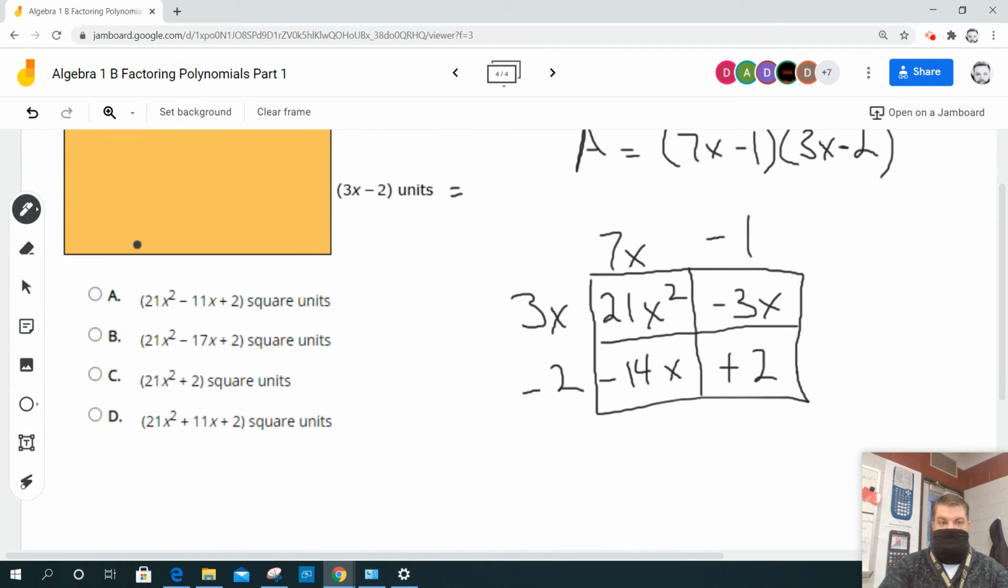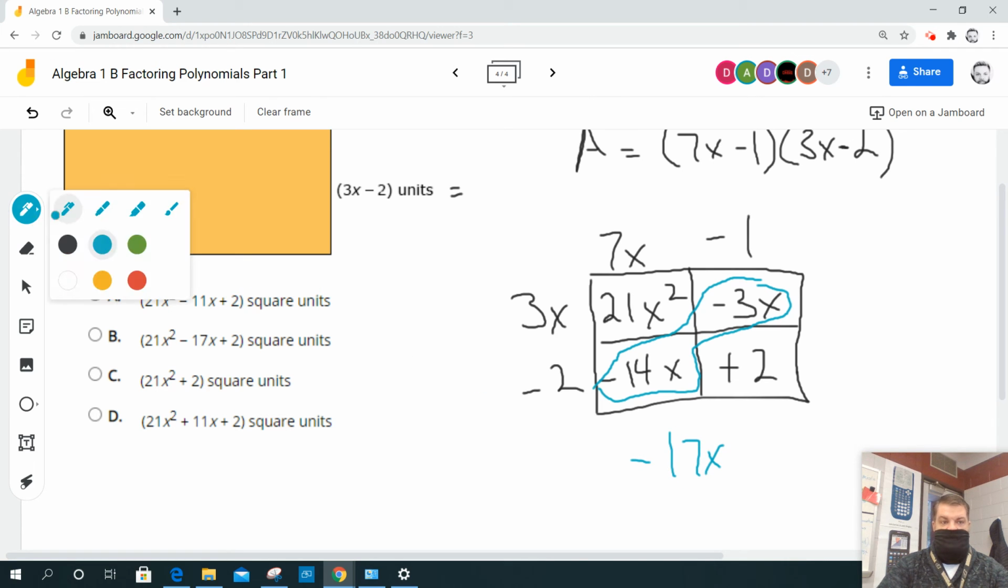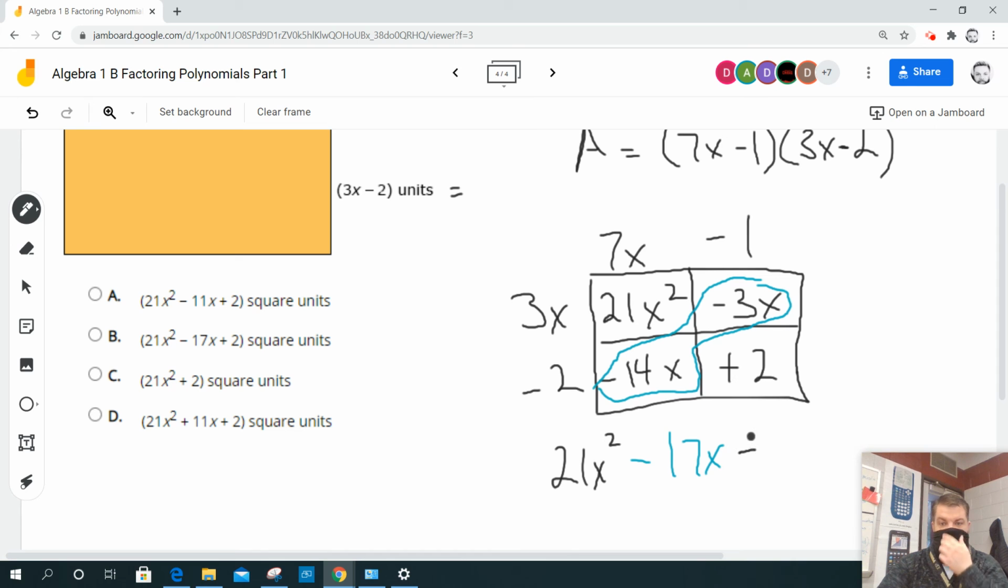We combine like terms. We look at all the x to the first powers. So that's a negative 17x. There's only one term that's x squared, which is 21x squared. And there's only one constant. So which one is that? Is it this one? 21x squared minus 17x plus 2?